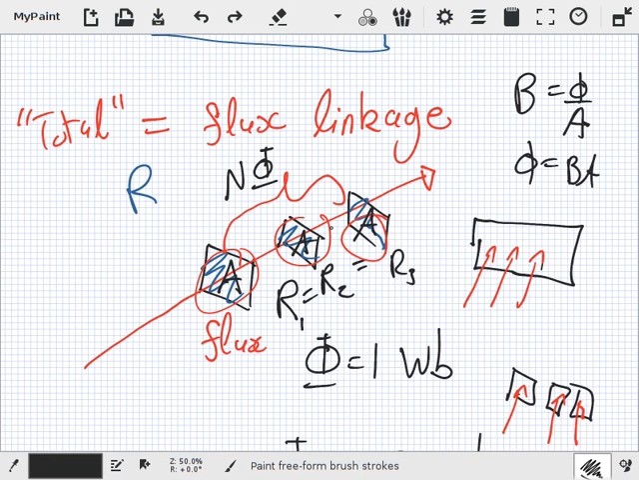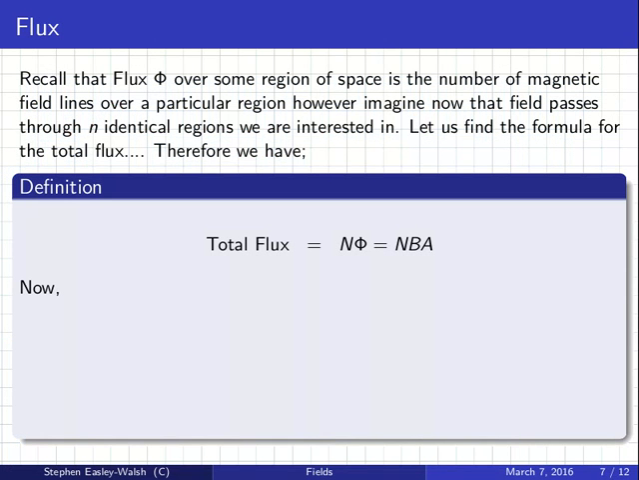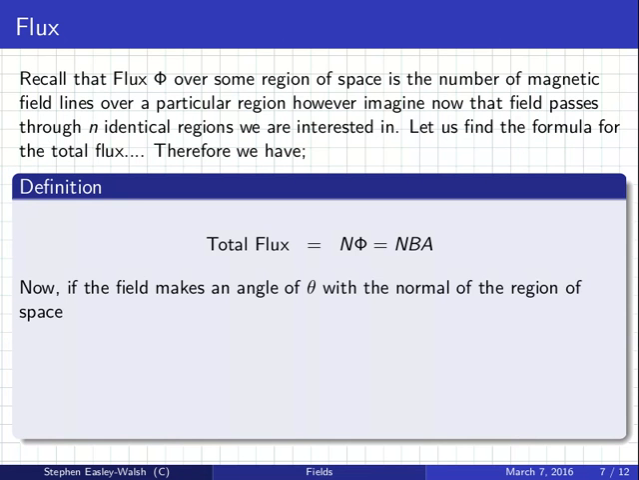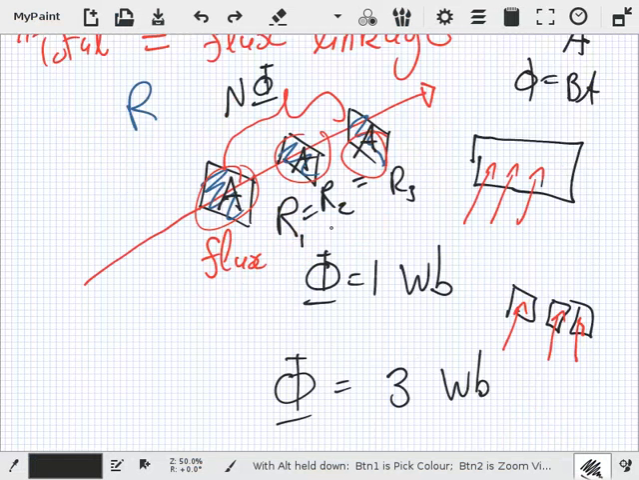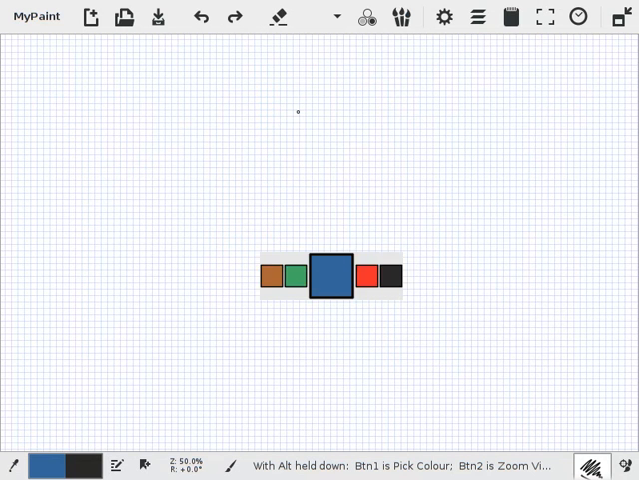Link is a verb, to link two things together. So linkage is a noun, linking all of them together into one, like a combination, like a bundle. Okay, now what if the field makes an angle theta with the normal of the region of the space? Now we have to be careful here with the angles, so let me try and draw this.